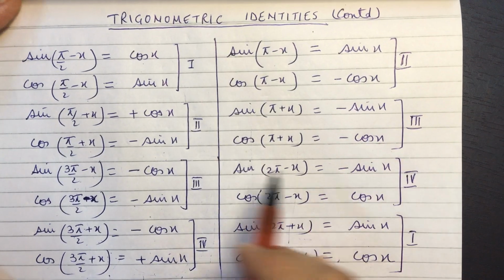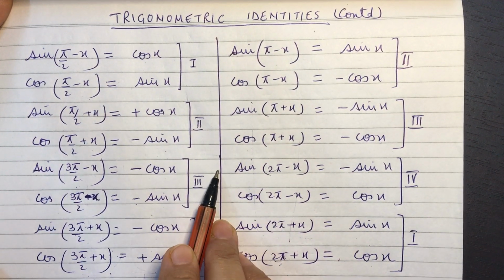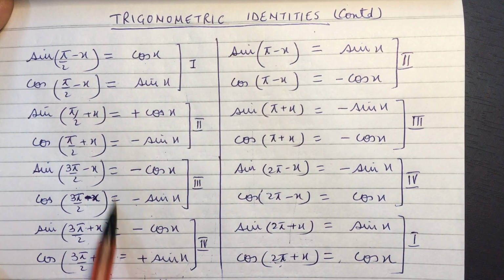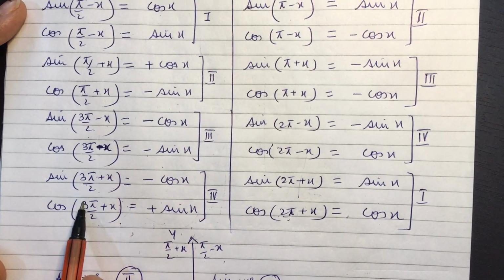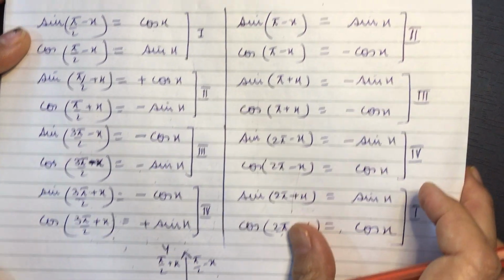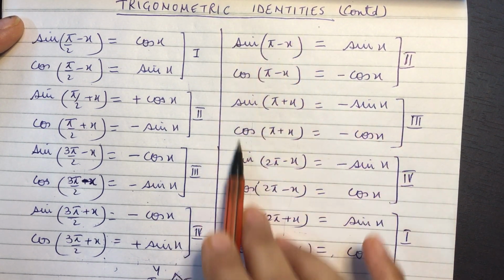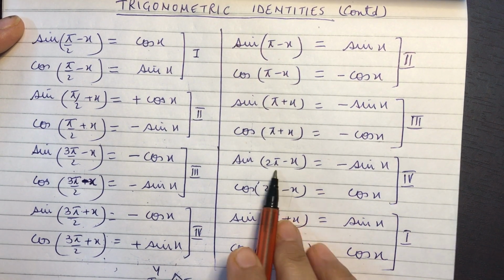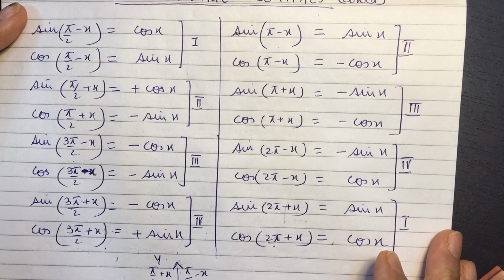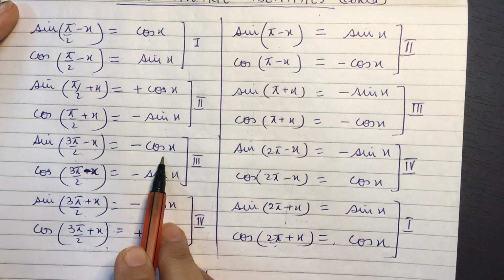And that's how I have written here also, that the sine and cos of all the angles which lie about the y-axis I have written on the left column, whereas sine and cos of all the angles which lie about the x-axis I have written on the right column. Now let's analyze their results.